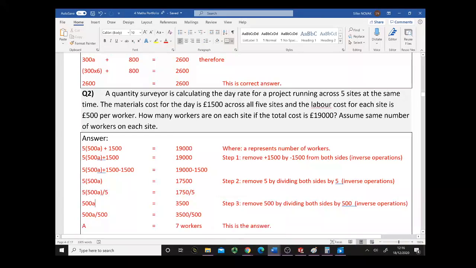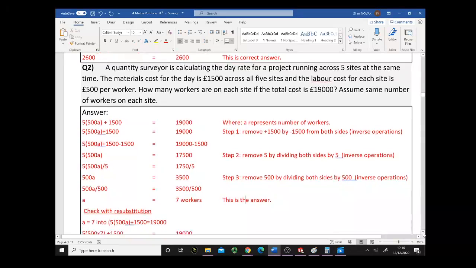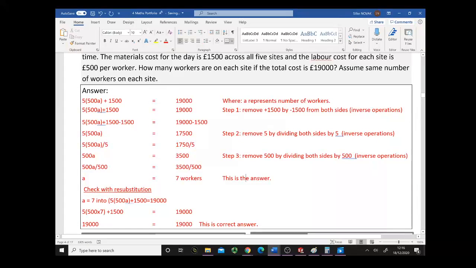So that is my answer, not a capital A, it's a little a. Okay, 7 workers. So what we want to do is check, resubstitute 7 into your original equation, and voila, I have the correct answer because I've resubstituted it in to check. So that is my answer for this.